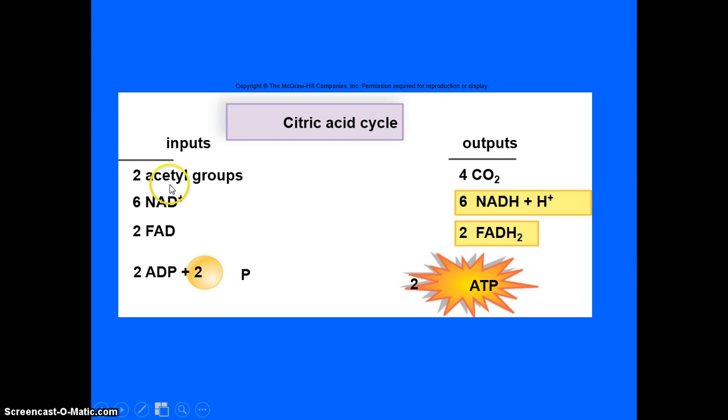And here we have our inputs with the citric acid cycle: 2 acetyl groups, 6 NAD+, 2 FADs, 2 ADPs, and 2 phosphates. Our outputs then are going to become 2 carbon dioxide molecules, 6 NADHs and H+, 2 FADH2s, and 2 ATPs. One important thing to keep in mind is that the citric acid cycle, or the Krebs cycle, is not going to go without enzymes. So enzyme-catalyzed reactions occur all throughout the Krebs cycle to form the citric acid. So keep that in mind.